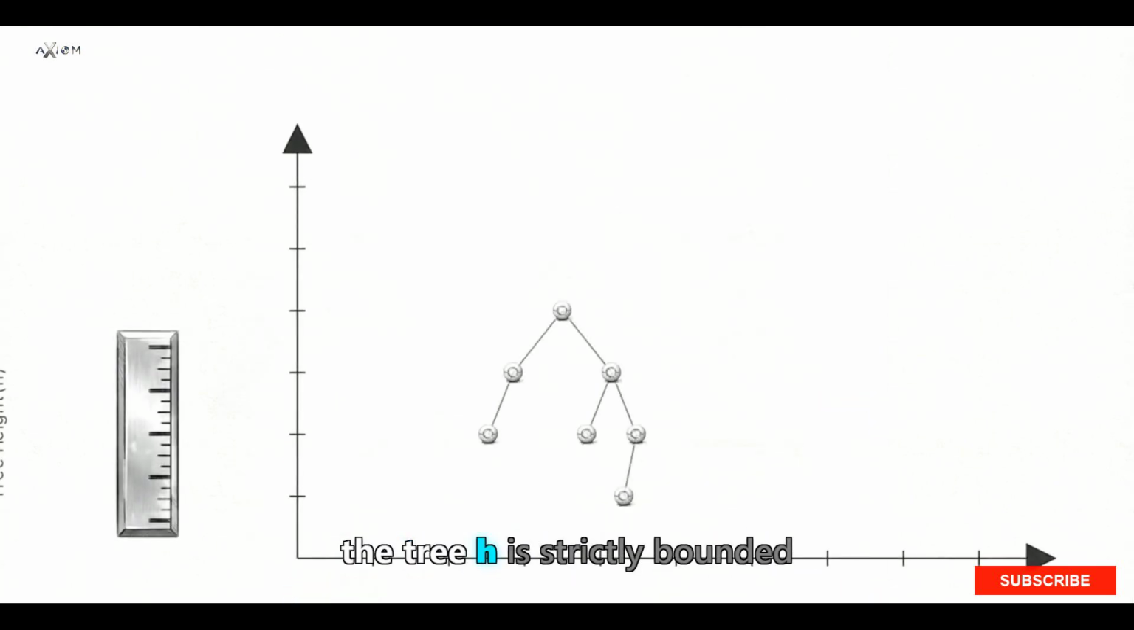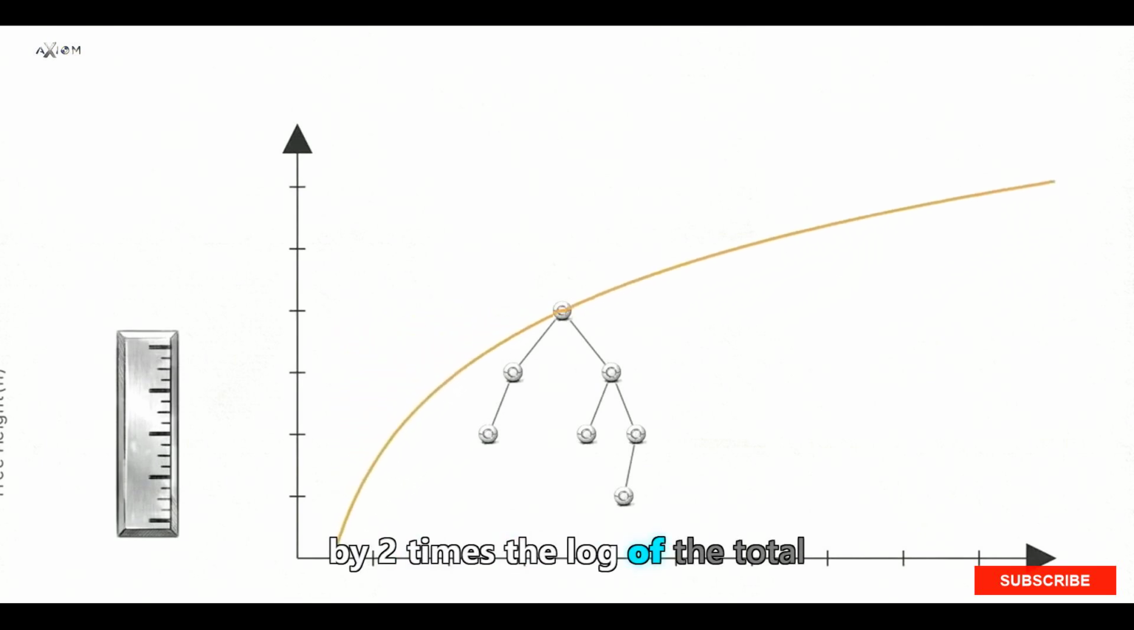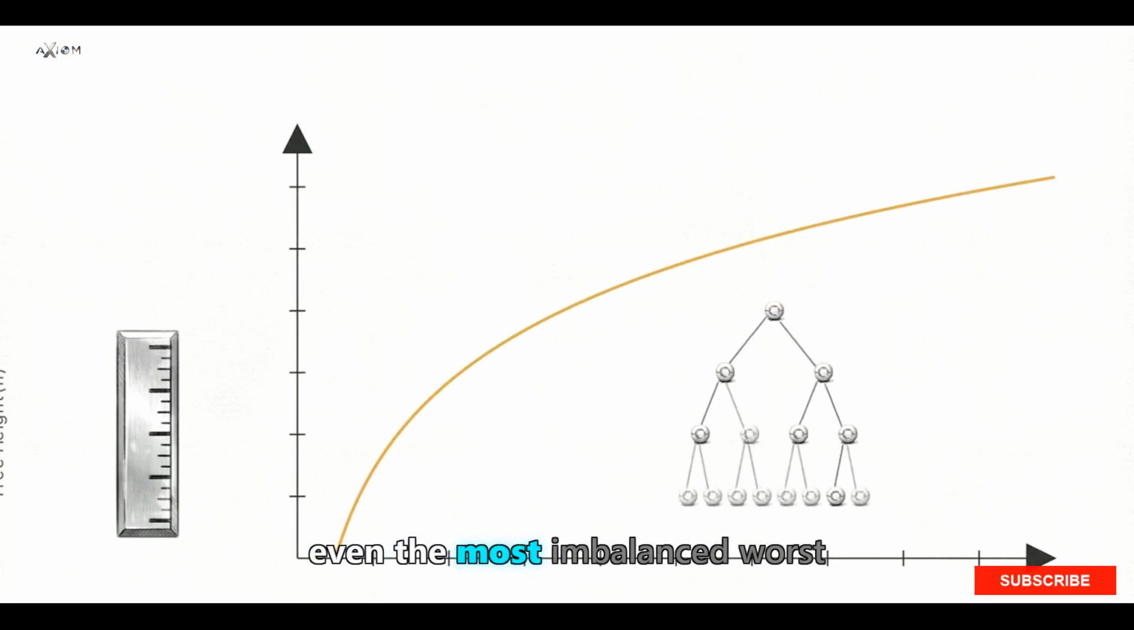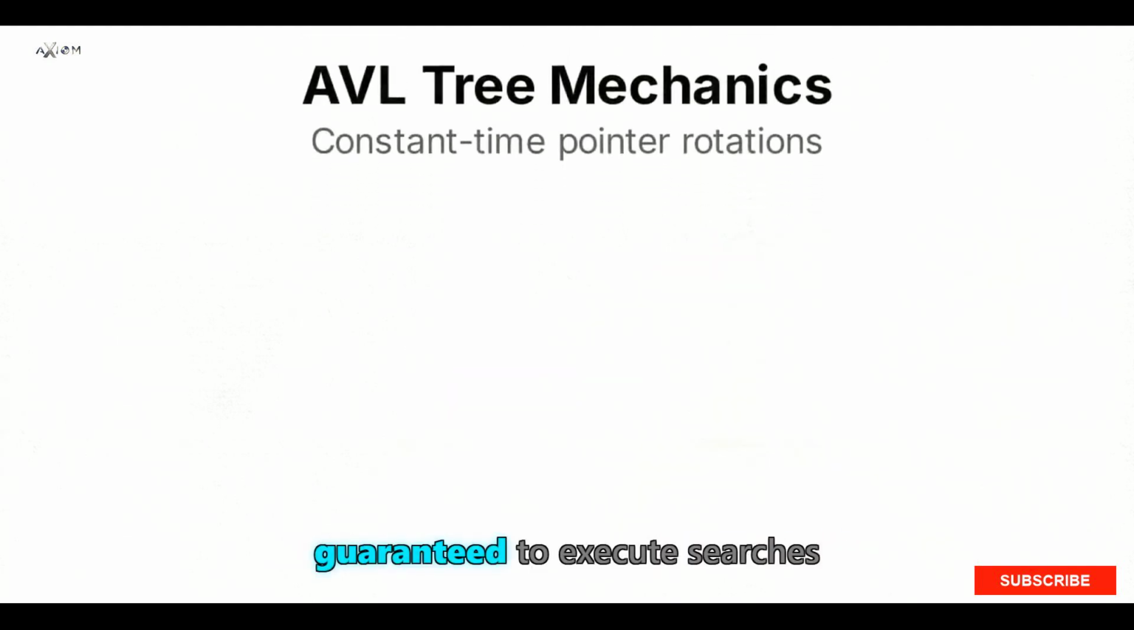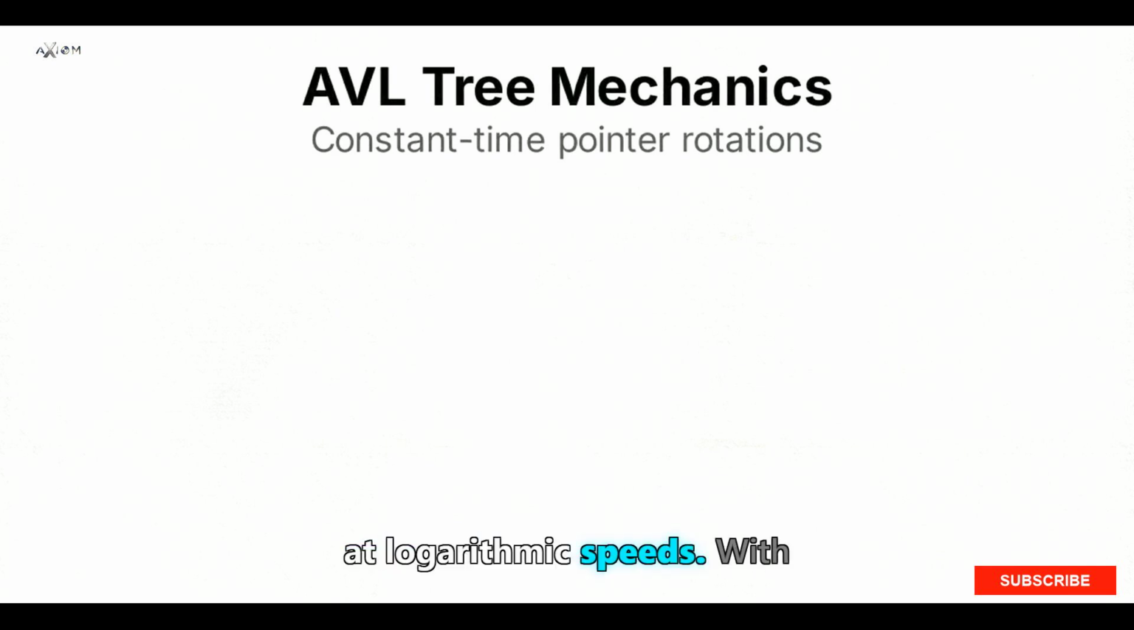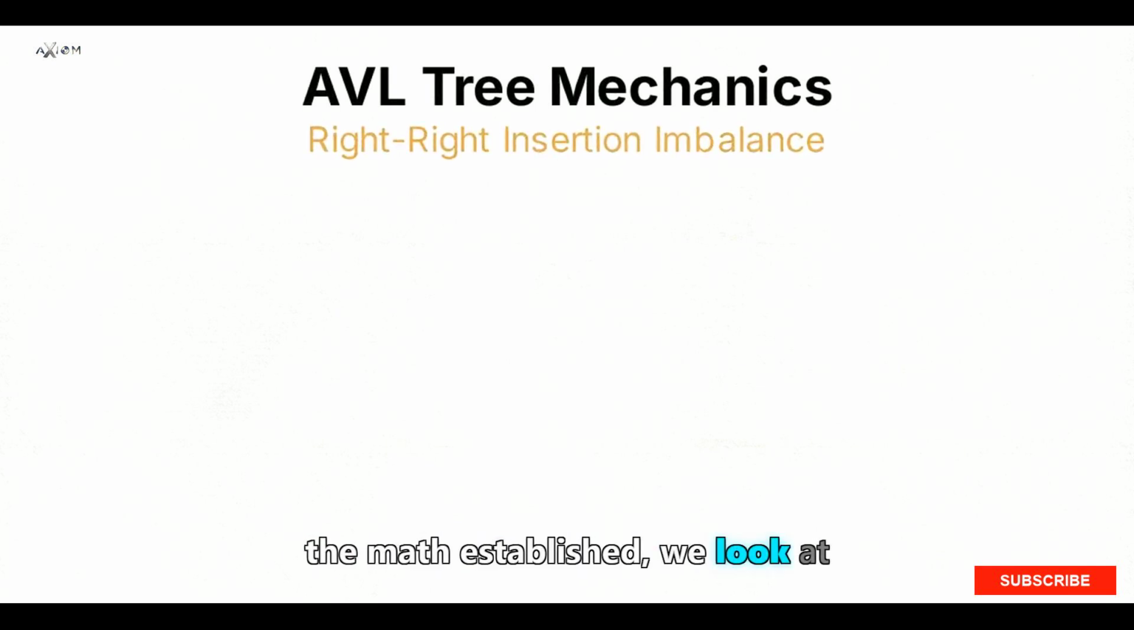The height of the tree h is strictly bounded by 2 times the log of the total number of nodes. If even the most imbalanced worst-case valid AVL tree is capped at O of log n, then every valid AVL tree is mathematically guaranteed to execute searches at logarithmic speeds. With the math established, we look at the mechanics.